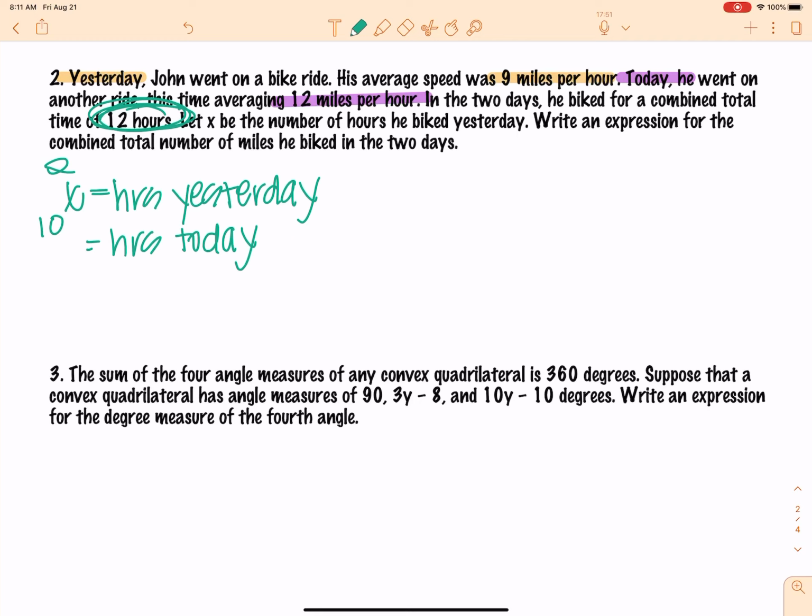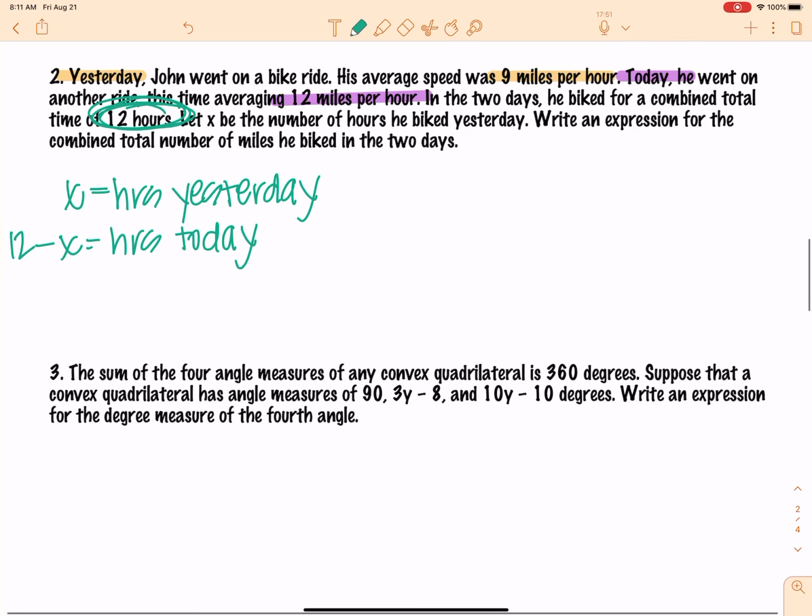How did I get that? I did 12, the total, minus the hours yesterday, which in this problem right now is X. So that's how I arrive at 12 minus X, which is, by the way, completely different if you're going to say X minus 12. You're not going to get the same answer. It's the total minus the yesterday. Okay, so make sure you guys are not making that mistake.